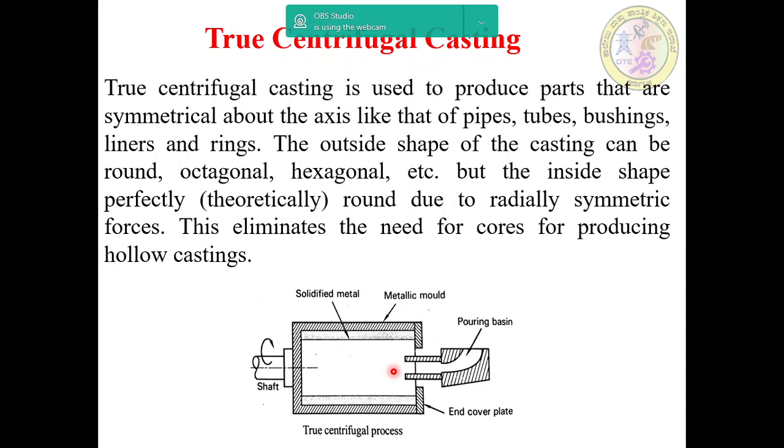And then when the mold is rotated about a horizontal axis, the true cylindrical inside surface is achieved, and if rotated on the vertical axis, a parabolic inside surface is achieved. That is about true centrifugal casting.